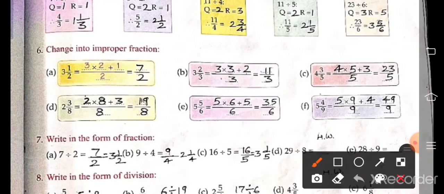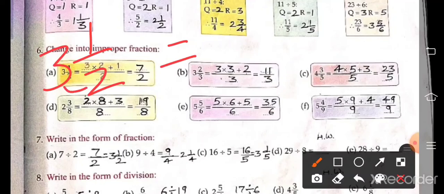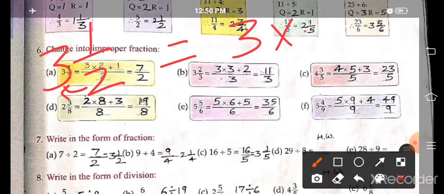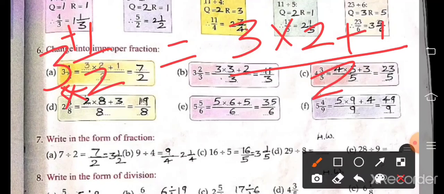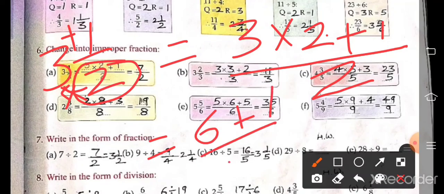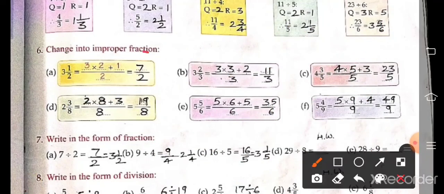Now question number 6 is change into improper fractions. Mixed fraction given is 3 1 upon 2. So for changing into an improper fraction, first 3 multiply 2 plus 1. Okay, here multiply and here plus 1, upon 2. The 2 as it is stays below. 2 threes are 6, plus 1 upon 2 equal to 7 upon 2. Okay, so this is an improper fraction.